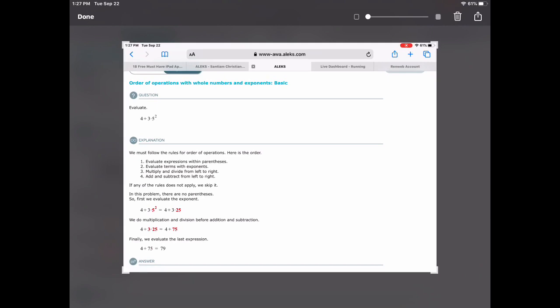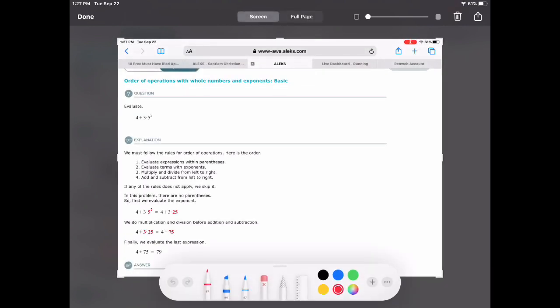If I was using a sweet note-taking app, Notability, I'd cut this and paste it. But anyway, right here is what we've been talking about. Number 1, evaluate expressions with parentheses. Number 2, evaluate terms with exponents. Number 3, multiply and divide left to right. Number 4, add and subtract left to right. And back yourself up with the calculator.